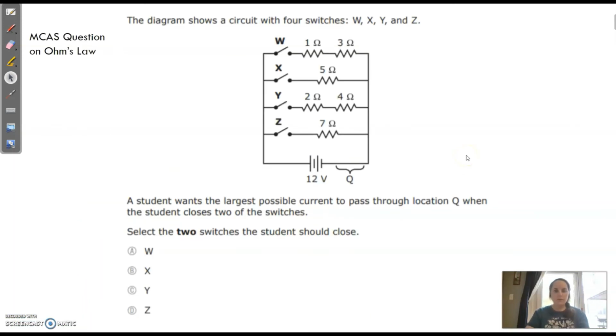So the diagram shows a circuit with 4 switches, W, X, Y, and Z. A student wants the largest possible current to pass through location Q when the student closes 2 of the switches. Select 2 switches the student should close. So W is going to give the student the largest possible current because it has the least resistance. Remember that resistance is like the push back to the flow of charge. It's trying to prevent that flow of charge. So with more resistance, you have less flow of charge. With less resistance, you have more flow of charge.